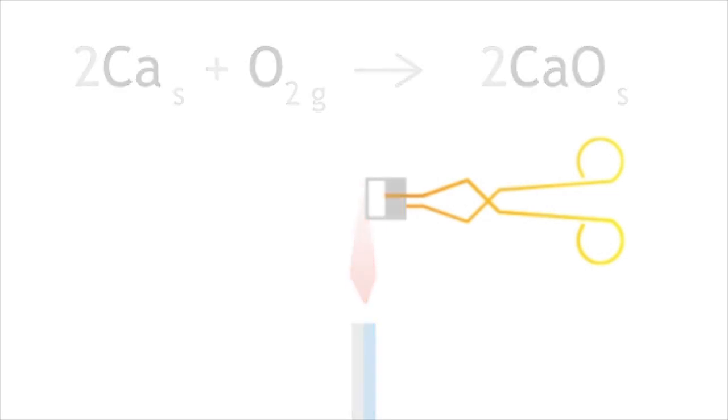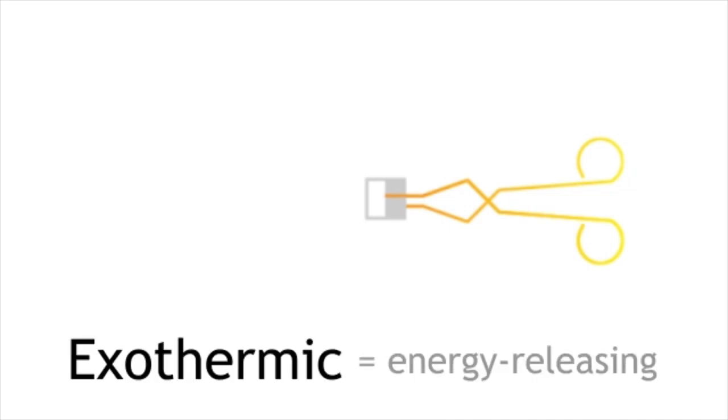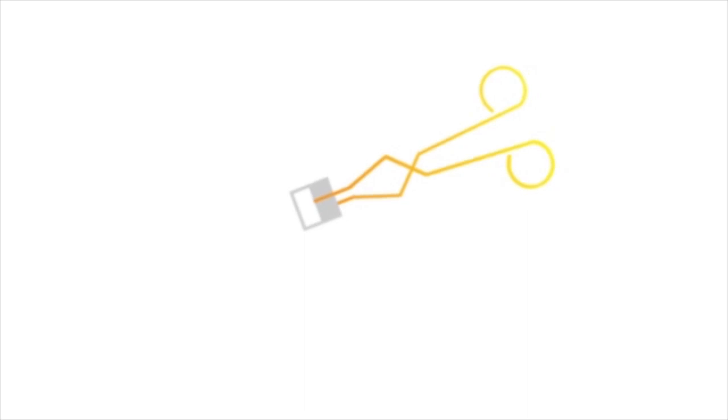So magnesium and calcium react with oxygen to form their respective oxides. Let the formed calcium oxide cool. It's important that you allow it to cool sufficiently because the next step is exothermic. Place the cooled calcium oxide in cold water.